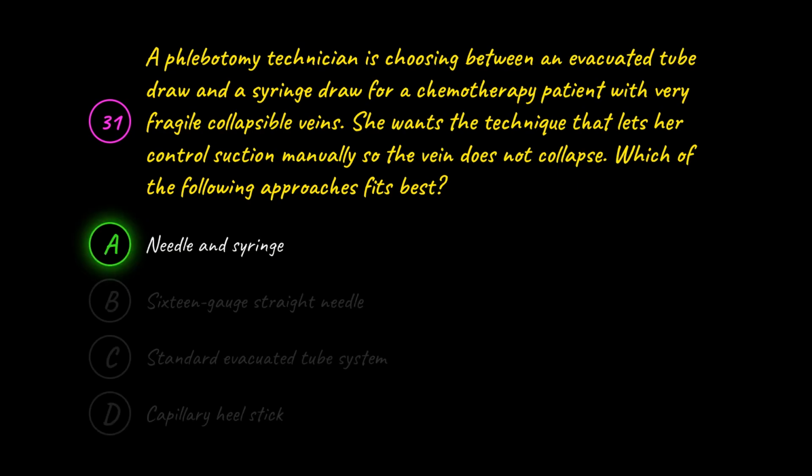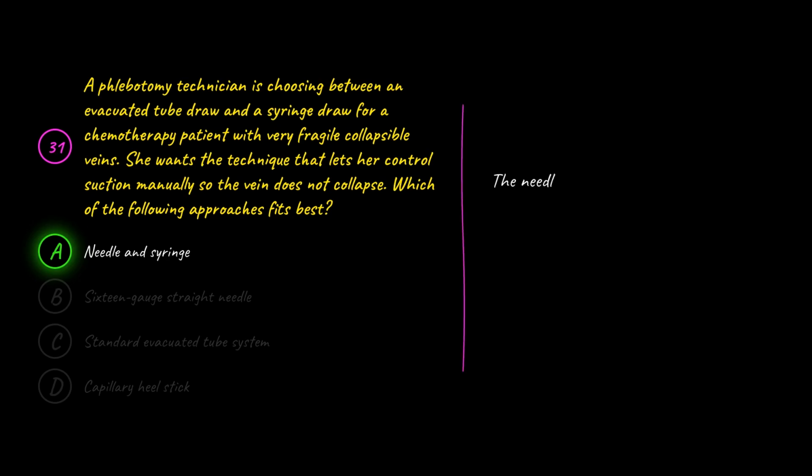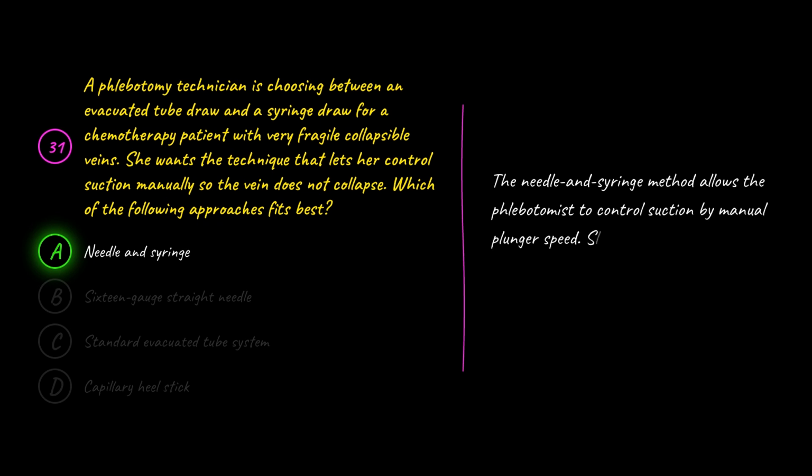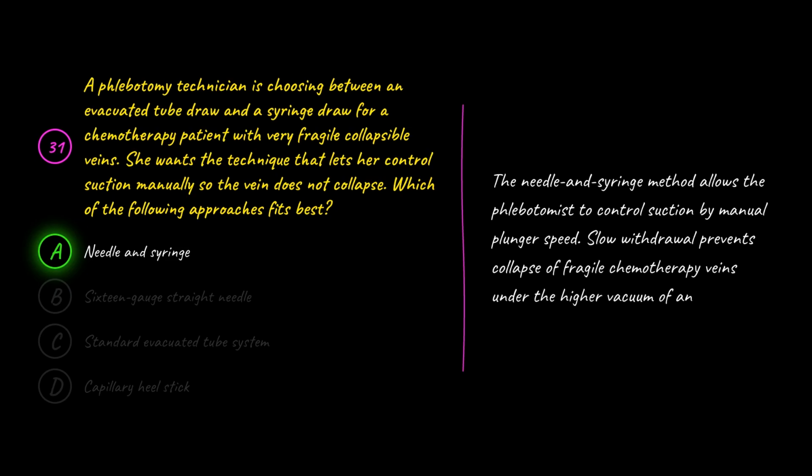The correct answer is A. Needle and syringe. A is correct because the needle and syringe method allows the phlebotomist to control suction by manual plunger speed. Slow withdrawal prevents collapse of fragile chemotherapy veins under the higher vacuum of an evacuated tube.